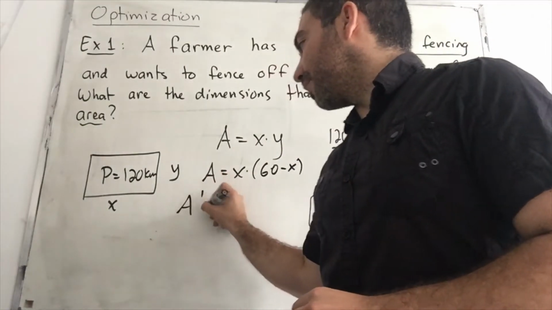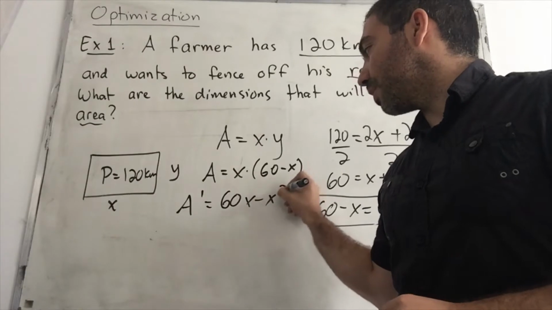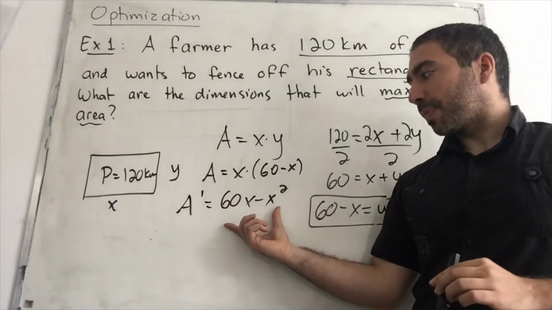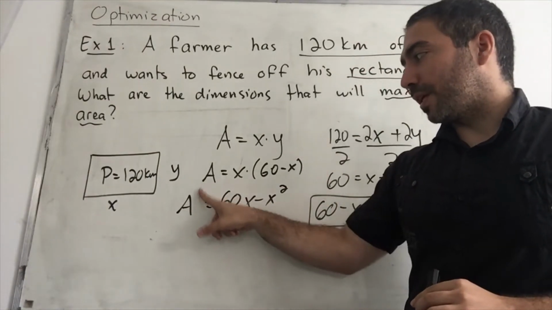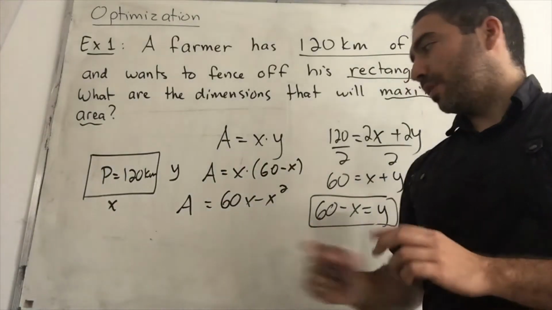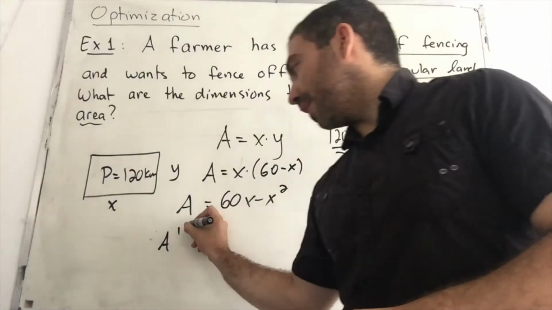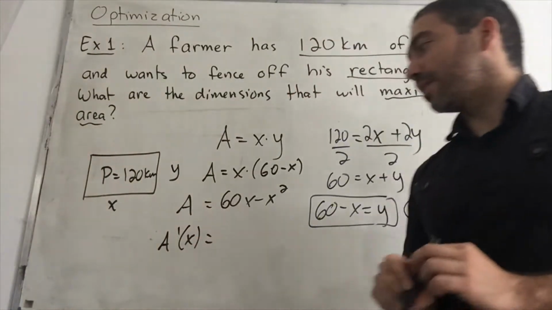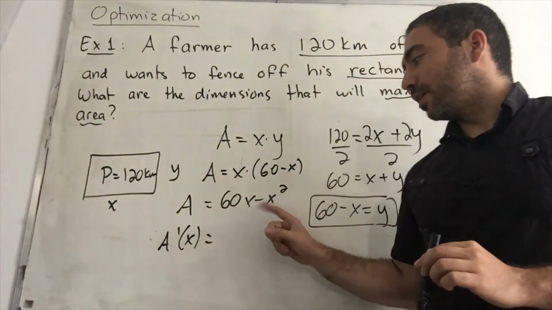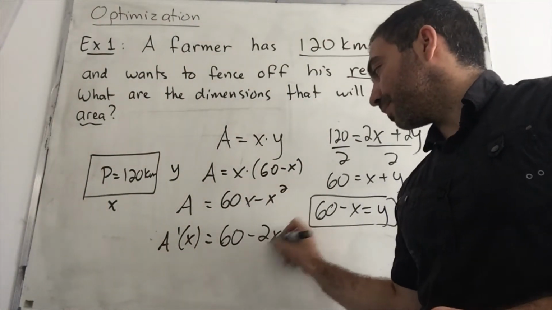Let's begin by simplifying. So I'm going to distribute the x, giving me 60x minus x squared. Oh, that's not the derivative. That's just the simplified version. Now next step, let's take the derivative. If I'm taking the derivative with respect to x, I'm just going to write A prime. If you want, you can write A prime of x. It's expressed solely in terms of x. Taking the derivative of this, we get 60 minus 2x.